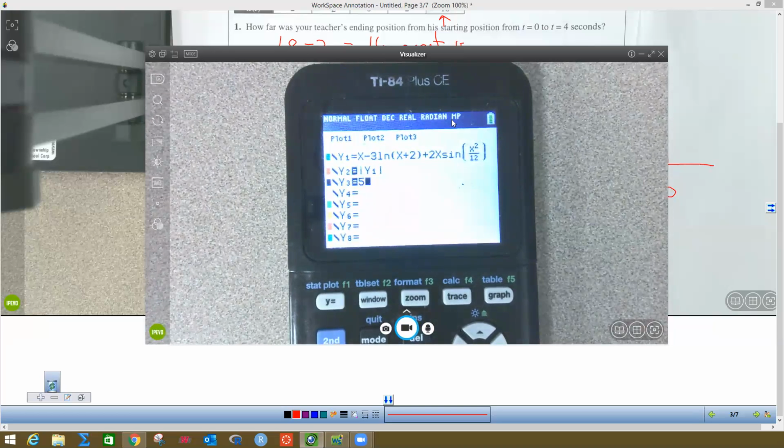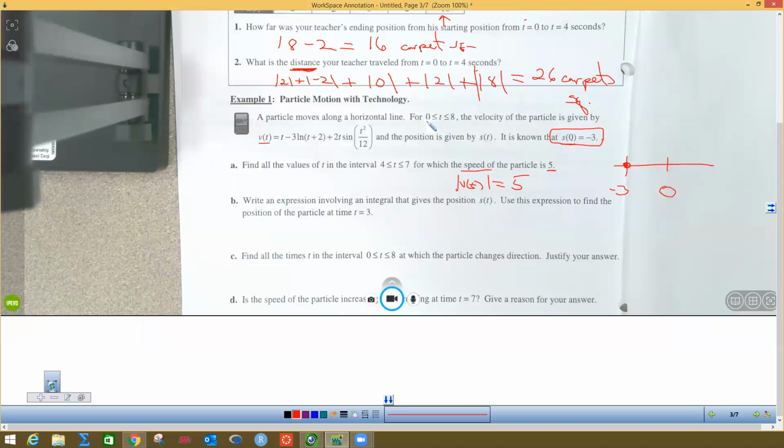Now, something else we should take into account here, which I'm going to make this disappear for a second, is this problem is talking about 0 to 8, but this part's only talking about 4 to 7. So I'm only worried about my t value from 4 to 7. Now, if I'm looking at the whole picture, I'm going to go 0 to 8, but in the problem, they're asking me only 4 to 7.